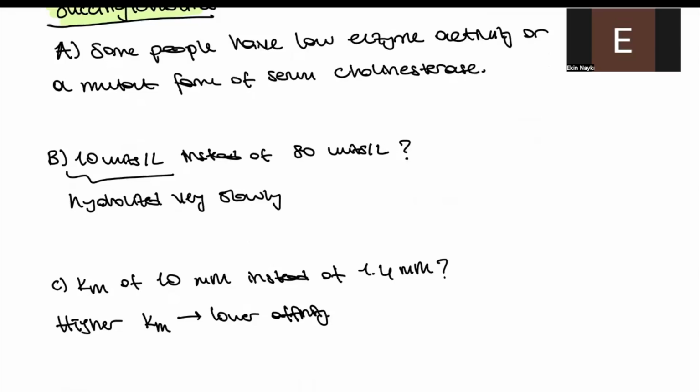Km measures how strongly an enzyme binds its substrate. Higher Km means lower affinity. It means that the mutant enzyme would have a much lower affinity for the drug. The drug would be metabolized more slowly, leading to prolonged paralysis and respiratory arrest risk after administration.